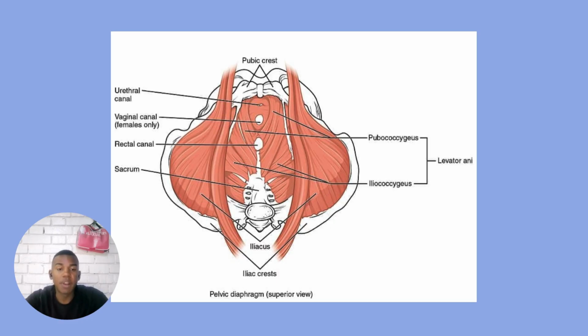In females, the pelvis is wider and more oval shaped to facilitate childbirth, whereas in males, it is narrower and deeper, adapted for greater stability.